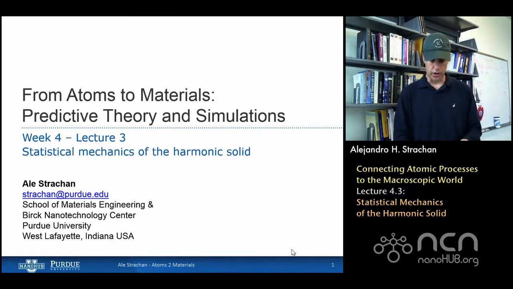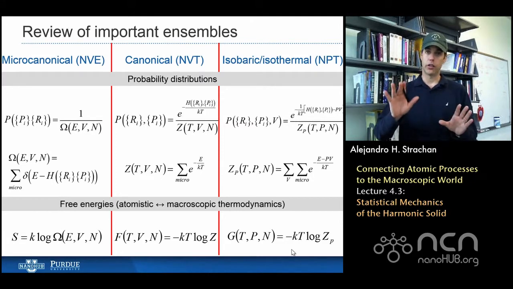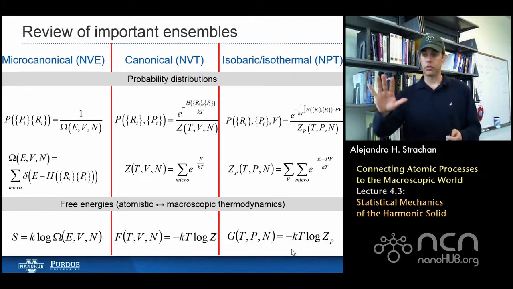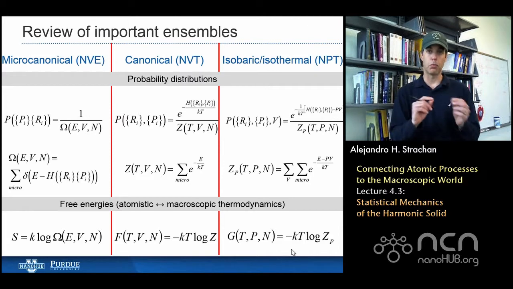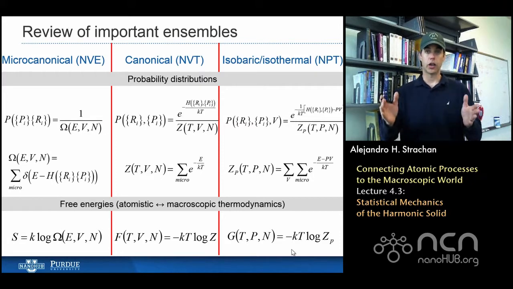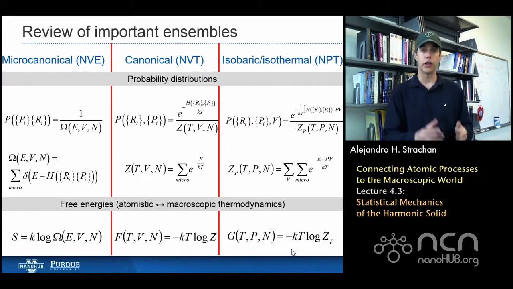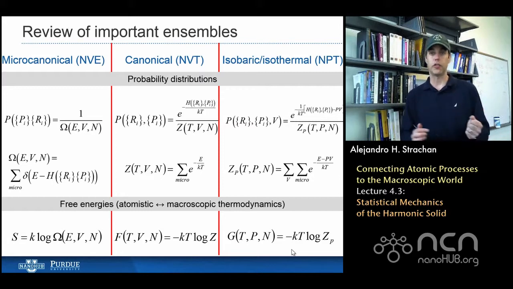So let's get started. Let's do a little bit of review before we jump into the harmonic solid. What we learned this week is that statistical mechanics allows us to relate the microscopic world and the macroscopic world, and this relationship goes both ways. Given a macroscopic set of thermodynamic conditions, we can compute using statistical mechanics the probability of finding the system at a specific location.